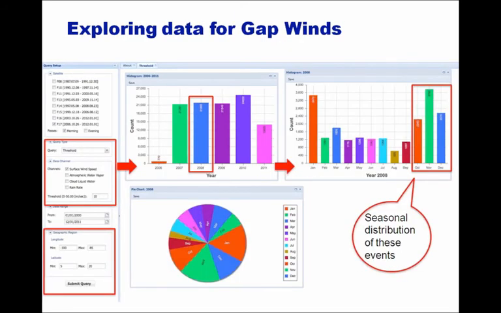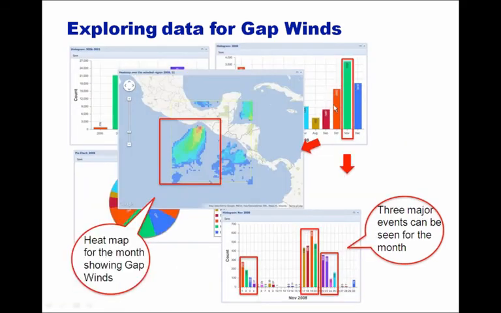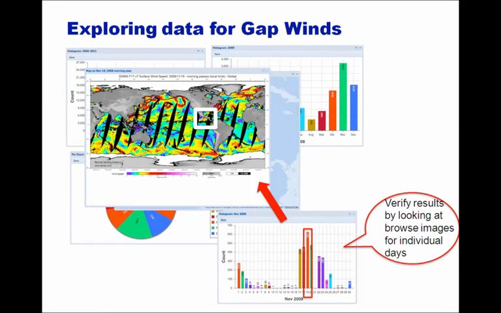So she said, okay, I want to play with your tool to see whether I can do this by just running a simple query. So we ran a simple threshold query on the wind speed for that particular region, and then we selected a particular year, and she could start seeing the seasonal distribution of those events. If you select a particular month, the heat map shows exactly where it is. You can actually see the 3 events that occurred. So she was super excited, and this is not the only case that we did. And again, you can verify by linking back to the actual data.